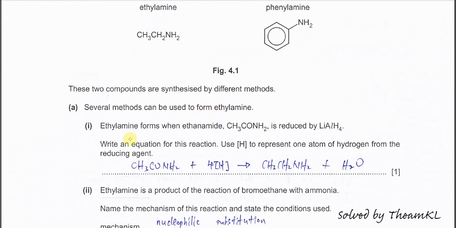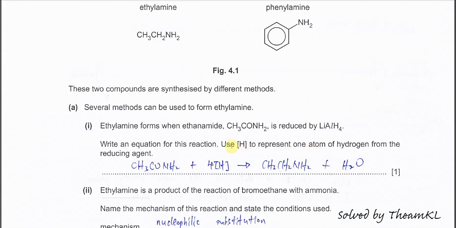Part 1. Ethylamine is formed when ethanamide is reduced by lithium aluminum hydride. Write an equation for this reaction. Just use H with square brackets to represent the atom of hydrogen used in the reducing agent.